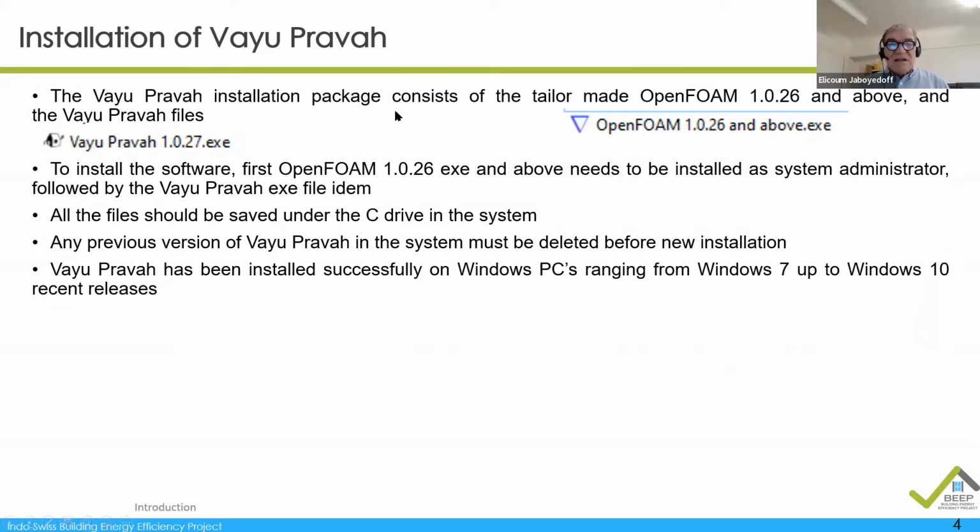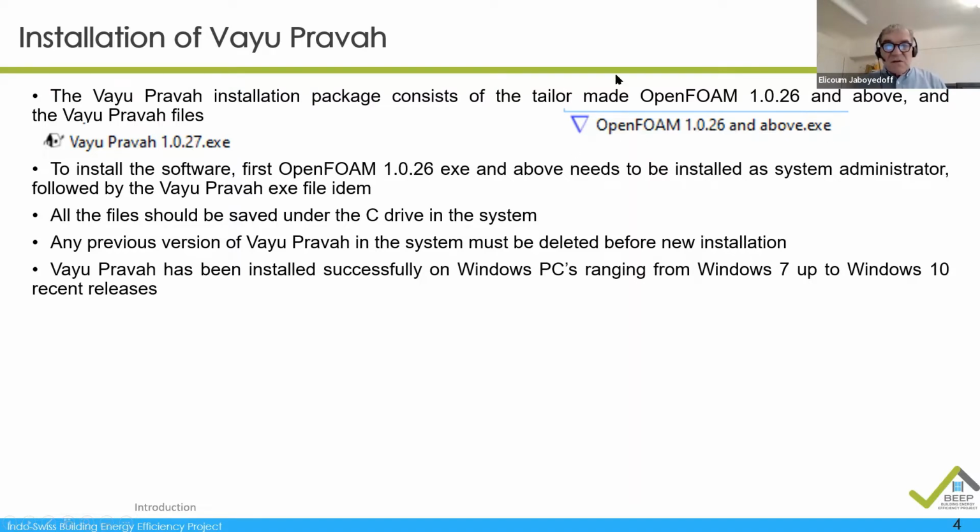It is, and that's intentional, that we made it as simple as possible. So when you install the software, you first have to install the OpenFOAM package, which is version 1.026 that we have provided, which corresponds to a recent version of OpenFOAM for Windows. And then you have to run this as a system administrator; for the two installations, it's better to run them as a system administrator.